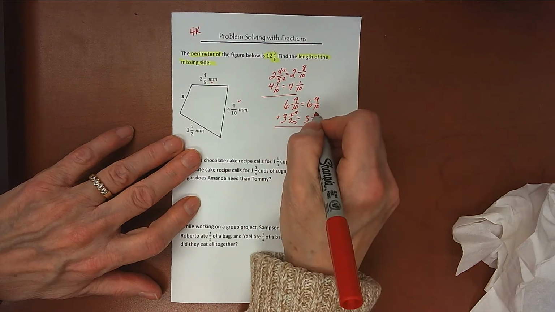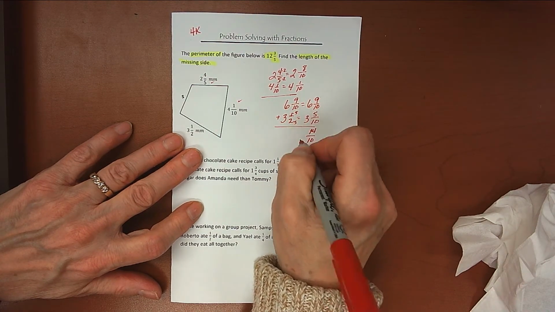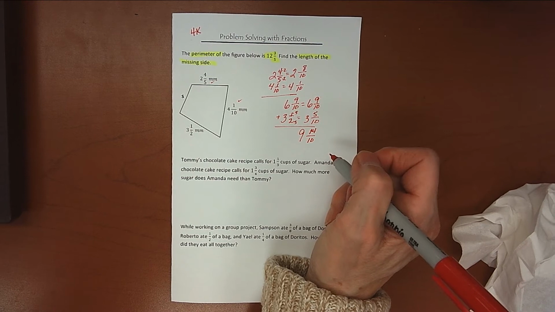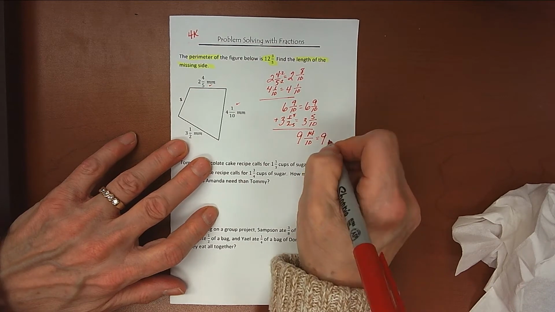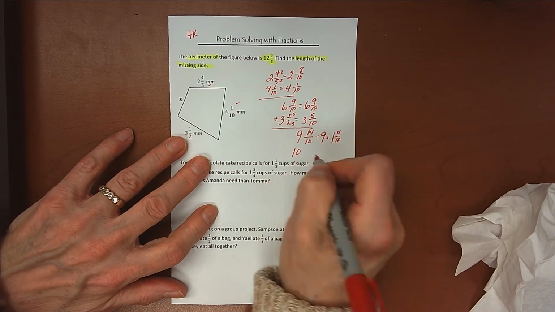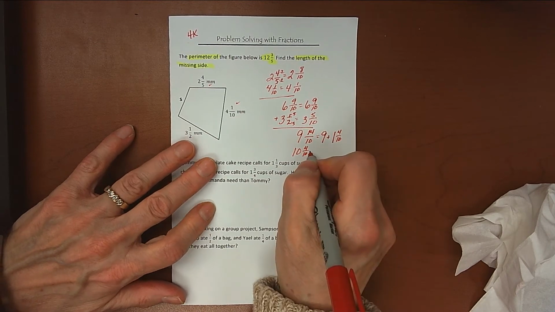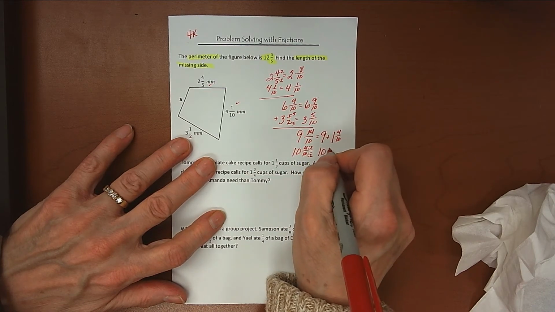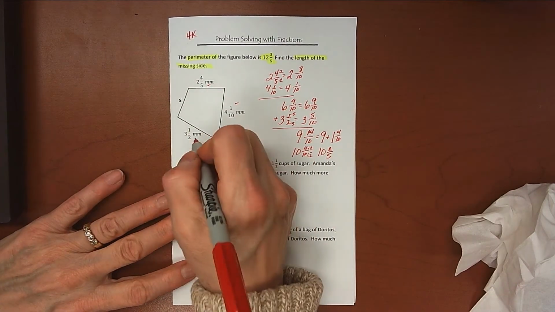Whatever we do to the bottom, we do to the top. 9 plus 5 gives us 14 over 10, and 6 plus 3 is 9. Now 14/10 is an improper fraction, so we've got to change that. And we're going to change that to 9 plus 1 4/10. So we've got 10 4/10. 10 divides into 14 once with 4 left over. And of course 4 and 10 can both be divided by 2, so we have to do that reducing. And we get 10 2/5. So we see that we get 10 2/5 for the sum of the three sides that we know.